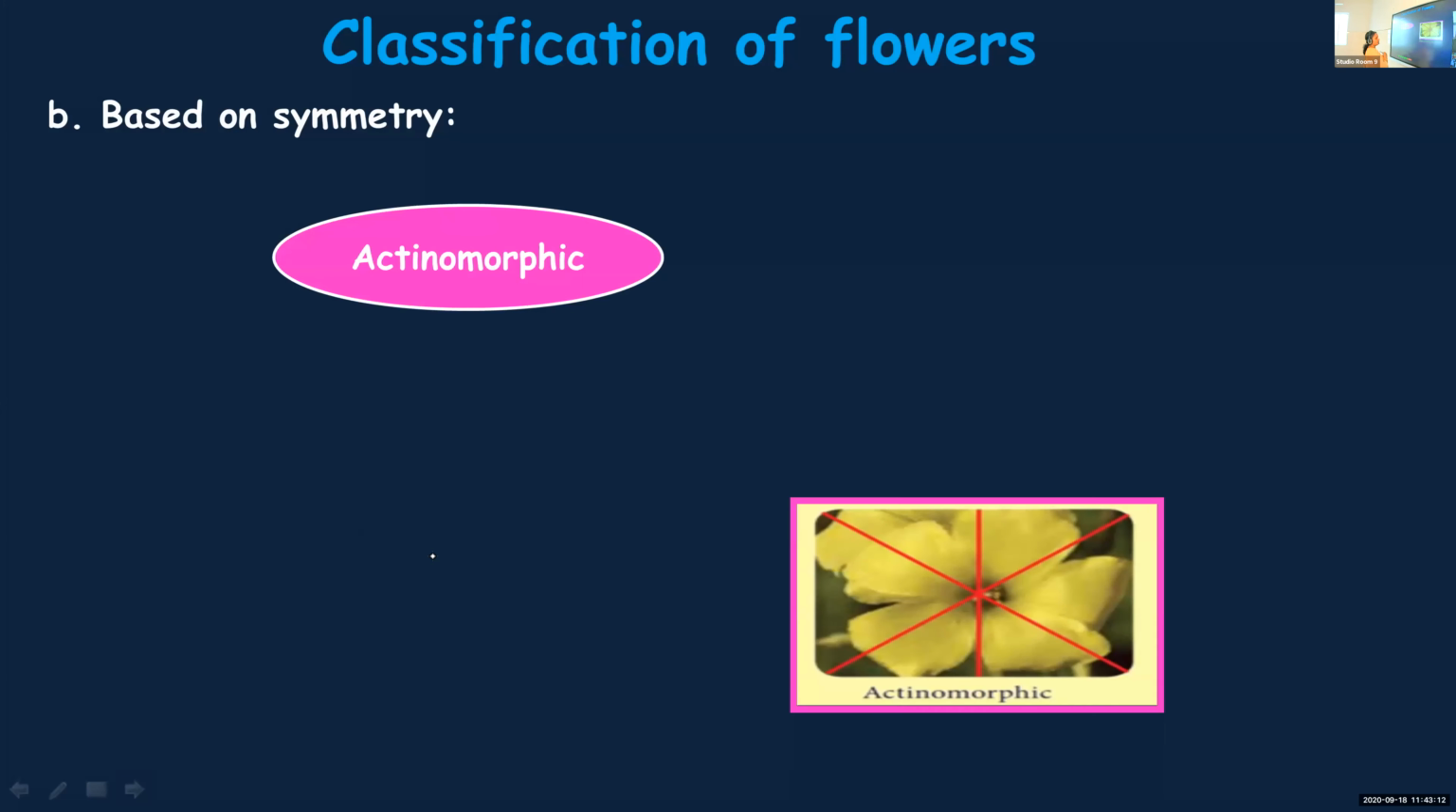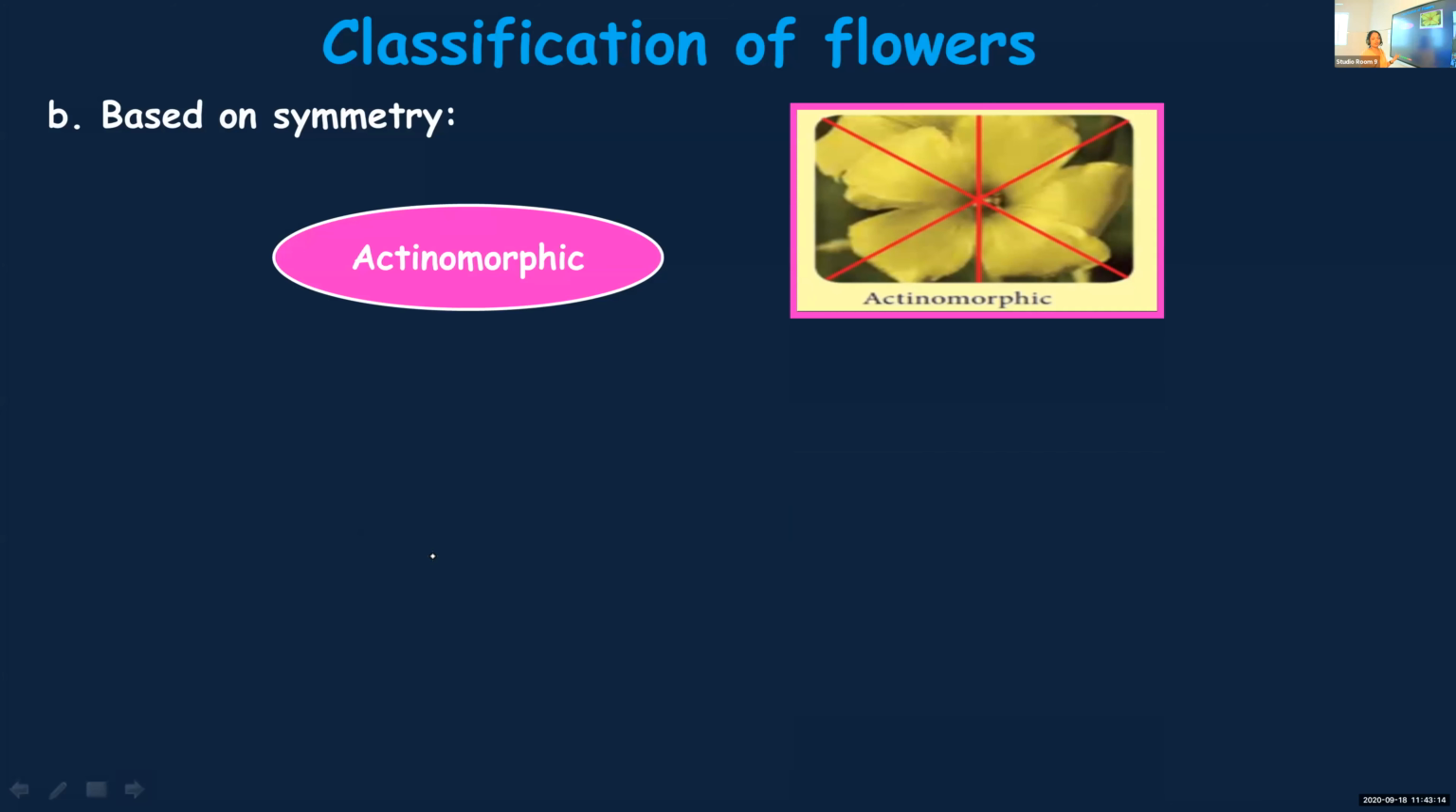Actinomorphic. Actinomorphic actually means radially symmetrical flowers. Explanation we will see. Actinomorphic are radially symmetrical flowers. You can see a division. It can be divided into two identical halves by cutting it along any plane passing through the center. Definition is same for both animals and plants.